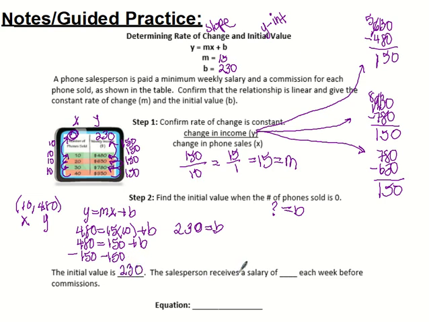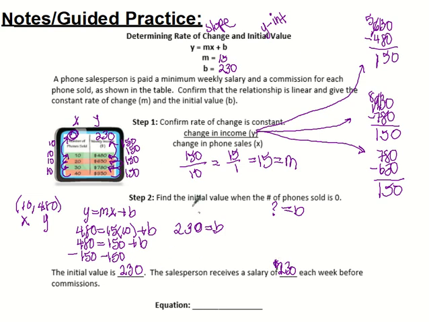And the salesperson has a salary of $230. That means the salesperson receives $230 each week before commissions. That's what that means. So an initial value of $230 means that the salesperson receives a salary of $230 each week before commission. Okay.